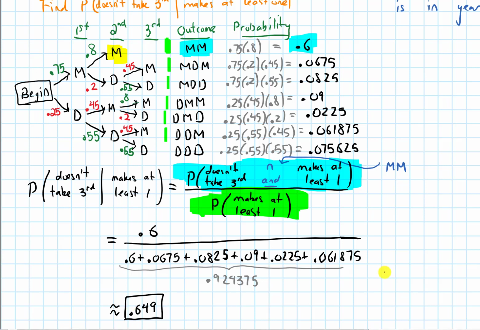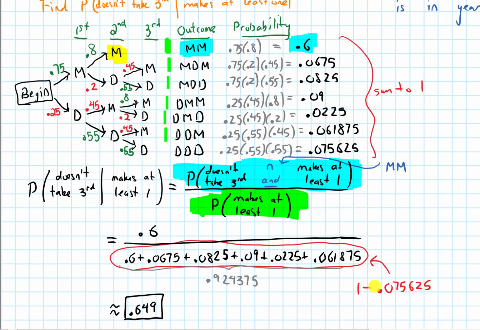One quick thing that I want to remark is, there's another way we could have figured out this denominator. It would have been easier to say that all of these probabilities, for all the outcomes, sum to 1. And there's one outcome we're excluding, which is the very bottom one. So the denominator is also just 1 minus that last probability, 0.075625. And that would have been a little bit quicker.